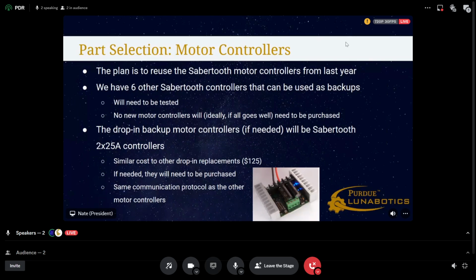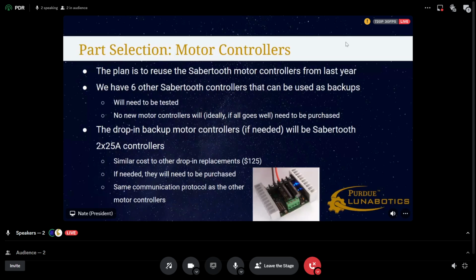Cool. So, motor controllers. The plan this year is to reuse the same motor controllers from last year because we have them and they're rather expensive. When we did inventory earlier this fall, we found that we have 6 other Sabertooth controllers. They're the exact same, they're just in the BIDC. We still need to test them to make sure that they're actually working. But this means that we have all the motor controllers we need, plus additional extras if we fry a few. So hopefully no new ones will need to be purchased.